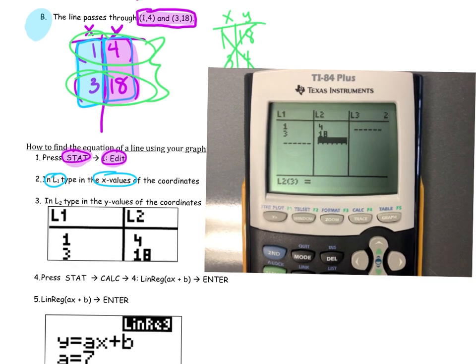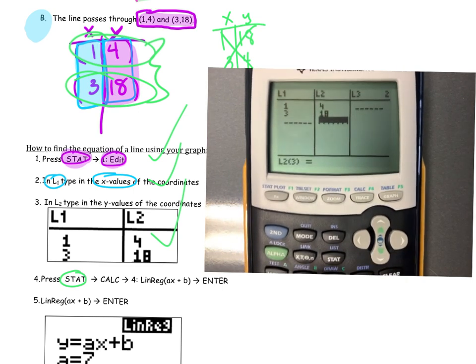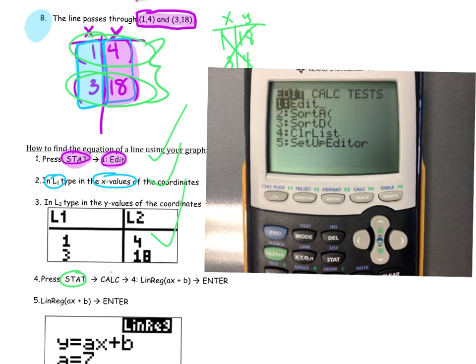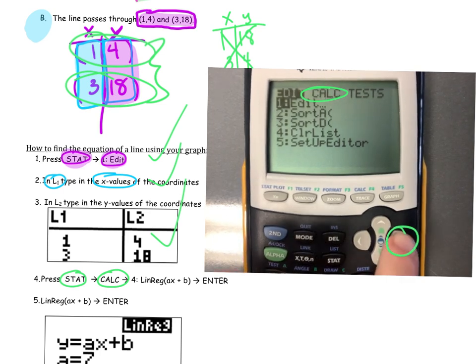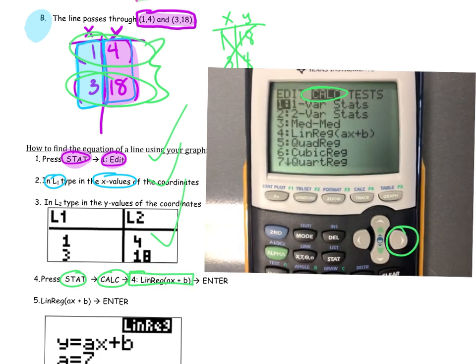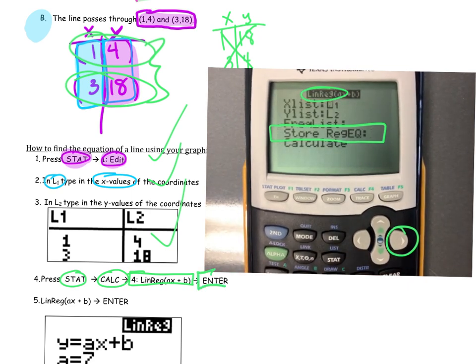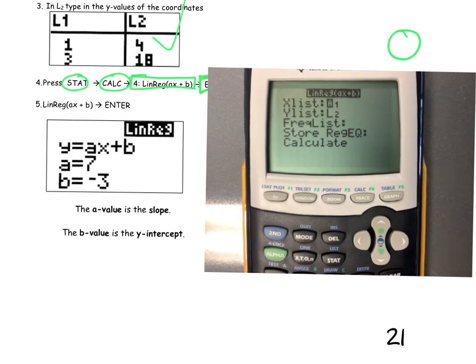Our next step, so we have this, we're done, good. Go back to Stat. So I'm going to go back to Stat, which is right there. Click on Stat. Move over to Calc. So we're going to move to the right. We're going to hit the right button. Move over to Calc. And you're going to scroll down to the number 4. So there it is. Scroll down to the number 4 for linear regression. Click Enter.